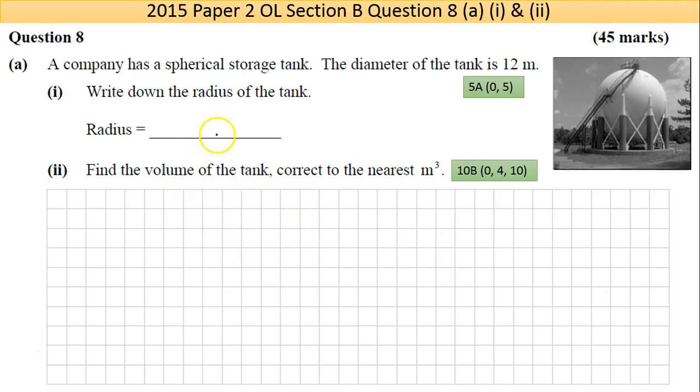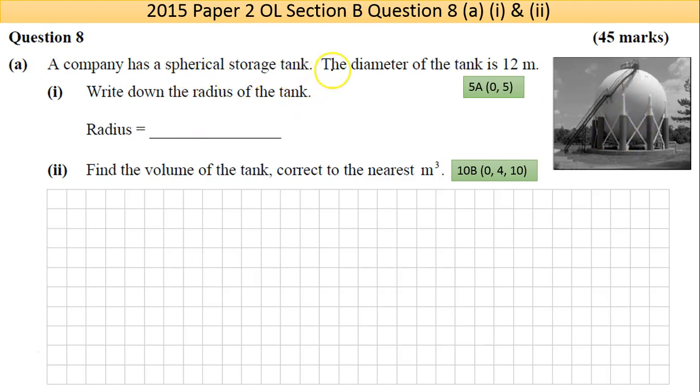So that's very important. First of all, it'll give you a hand on what's happening. Second of all, if you know how to do it, well, what's the point? You don't need to watch the video as such, or at least that section of the video. It'll save you time. So question 8 here, part A, a company has a spherical storage tank.